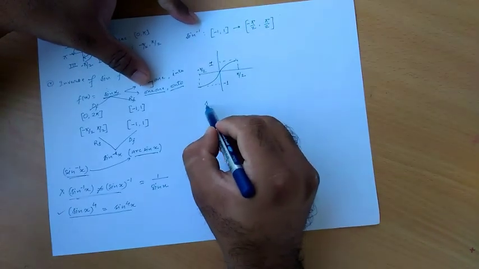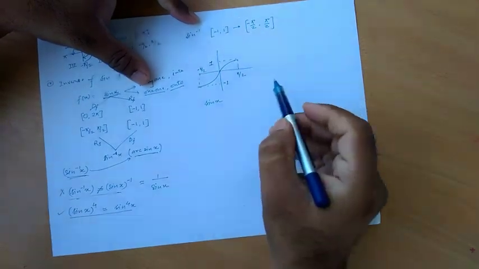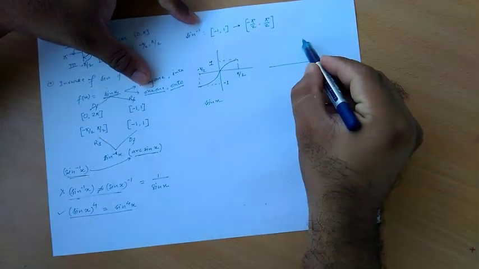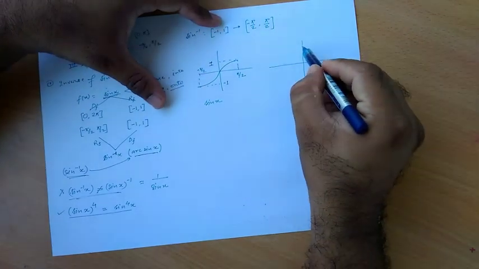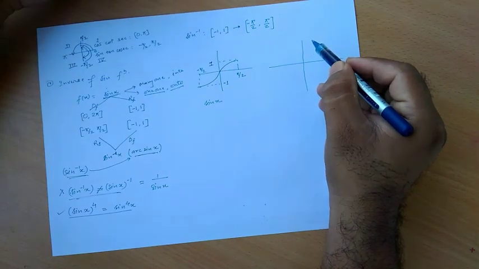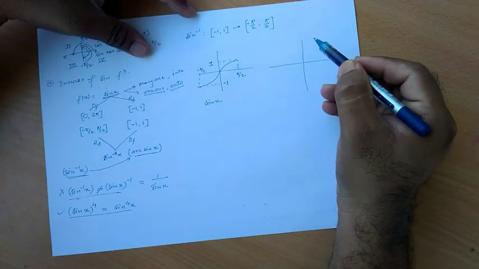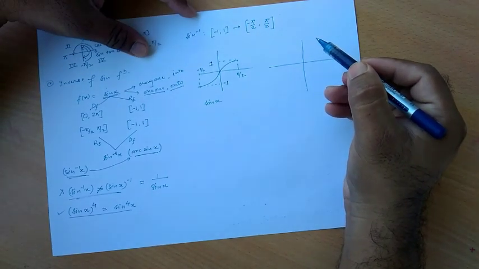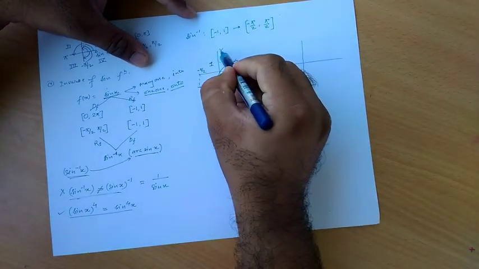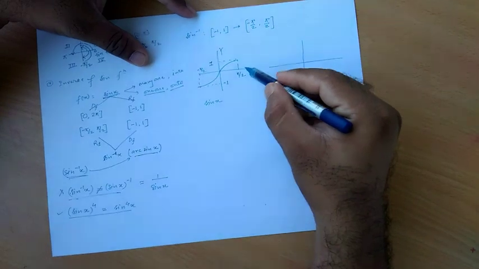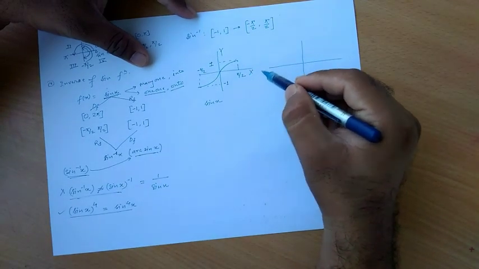So this is the graph of sine x, and sine inverse x will get another graph. What we are doing is we are changing the values. So we are putting domain as a range and range as a domain. That means this is x-axis and this is y-axis, so we are exchanging these axes.